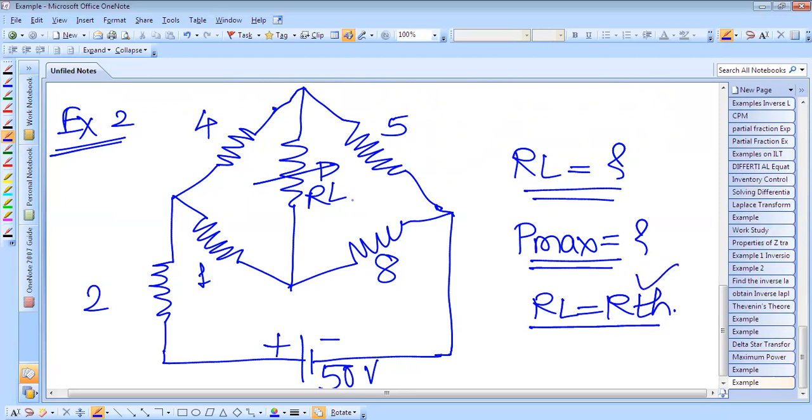How can you calculate this RTH? We have to open this load resistance because we have to find the current flowing through this load, and we have to also find this load resistance. Therefore, we have to open this voltage source. When you open this voltage source, we have to find RTH across this. So if you now open this, after opening, this will become like this.